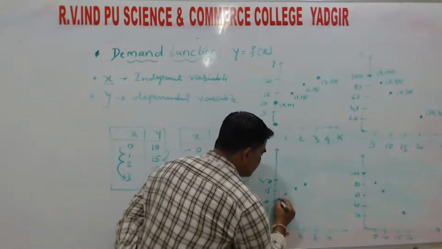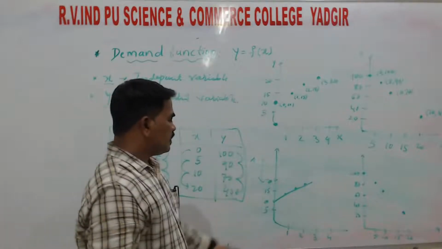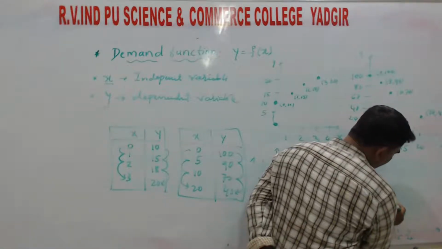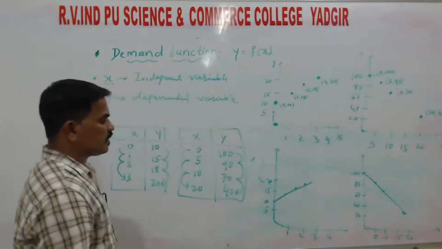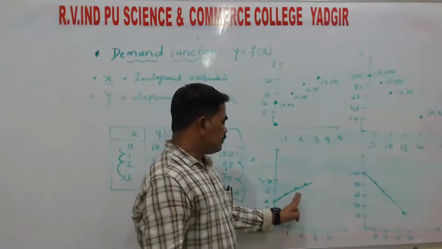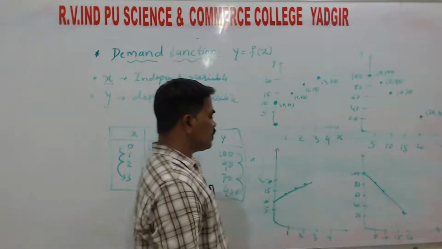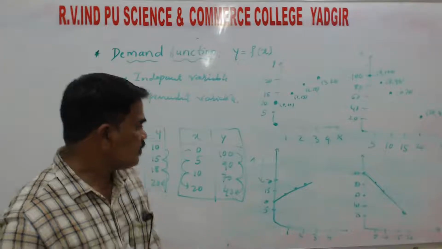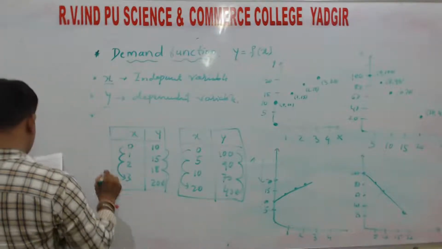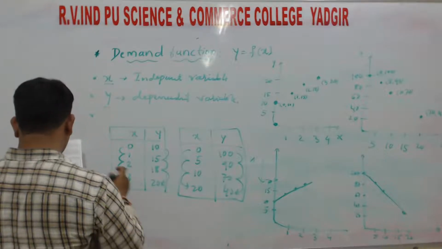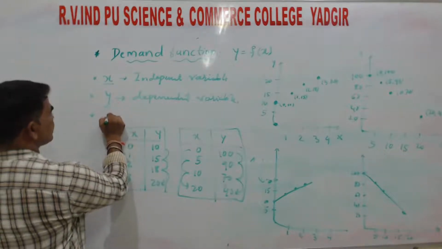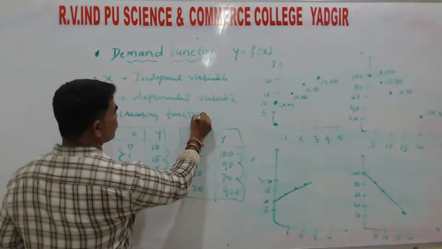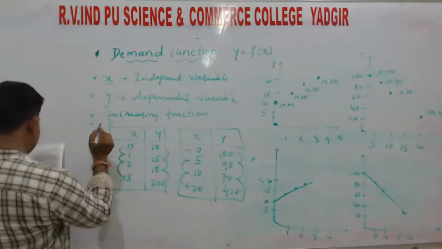If you join these lines, we'll get an upward slope here. If we join the points here, we will get a downward slope. So we have an upward slope here, and here we have a downward slope. So what we call for upward slope, and what we call for downward slope, I mentioned here. The upward slope we'll call it as the increasing function, and the downward slope we'll call it as decreasing function.